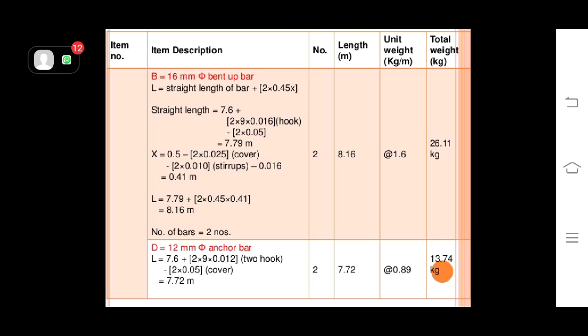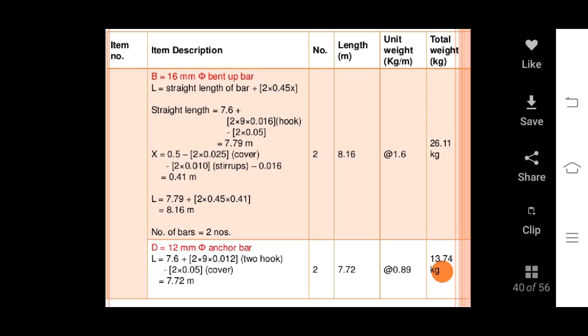For the beam, one more bar diameter, that is 12 Ø anchor bar, is used. For calculating the length of the 12 Ø anchor bar, L is equal to 7.6 plus 2 times 9 into 0.015, that is hook length, 9 times d, minus cover from both sides, that is 2 into 0.05. The length of the 12 bar is 7.72.